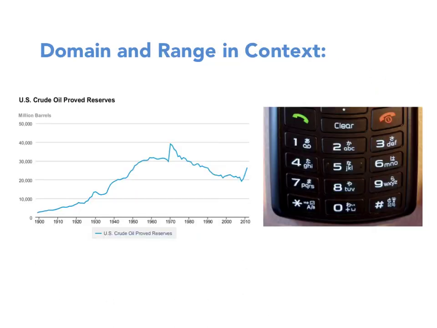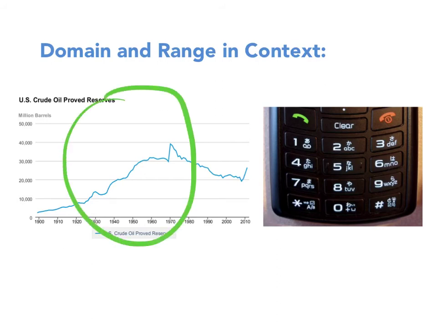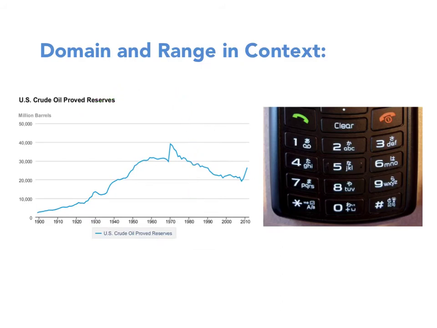And next, sometimes you're going to have domain and range in context. So let's look at this first example here. And this is U.S. crude oil proved reserves. And we're just going to look at the domain and range.